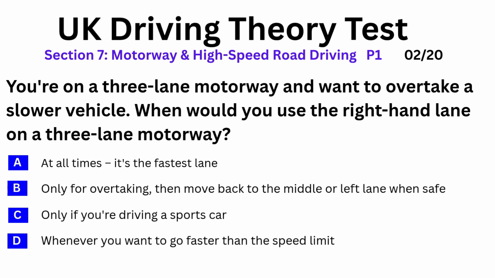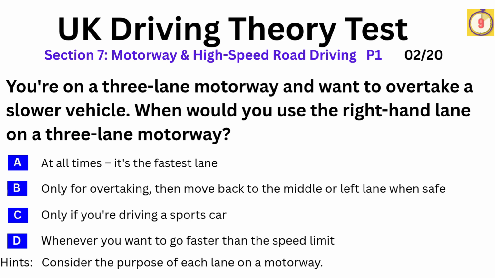You're on a 3-lane motorway and want to overtake a slower vehicle. When would you use the right-hand lane on a 3-lane motorway? Correct answer is B, only for overtaking, then move back to the middle or left lane when safe.